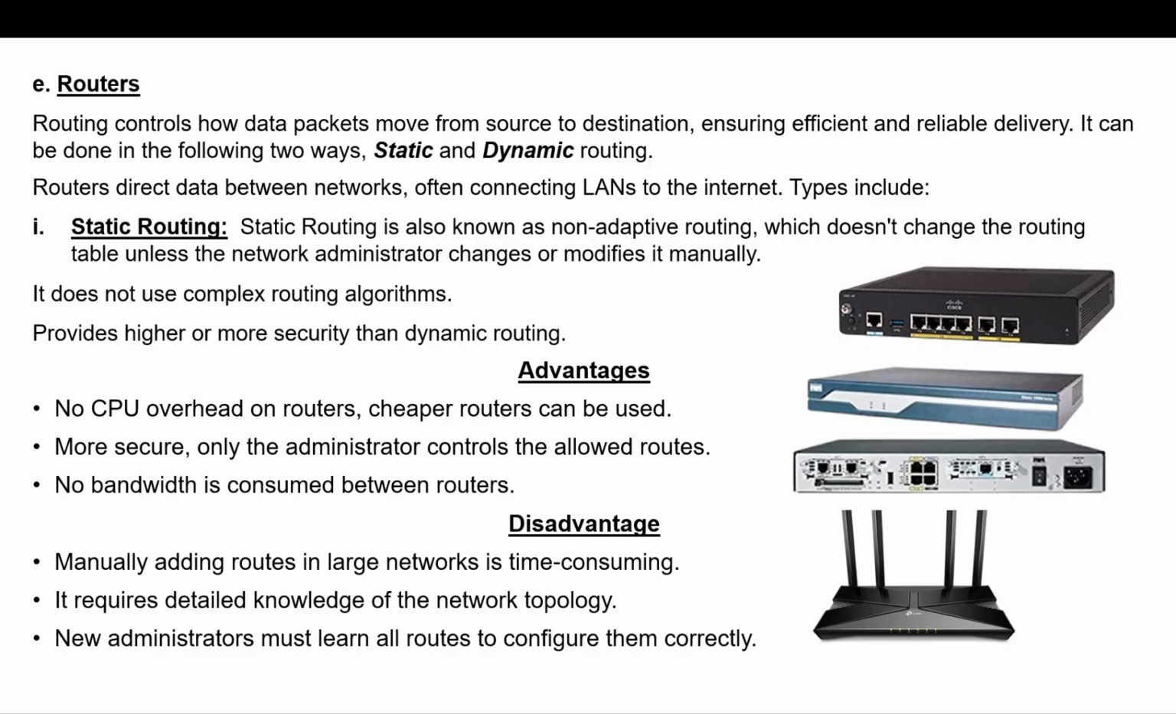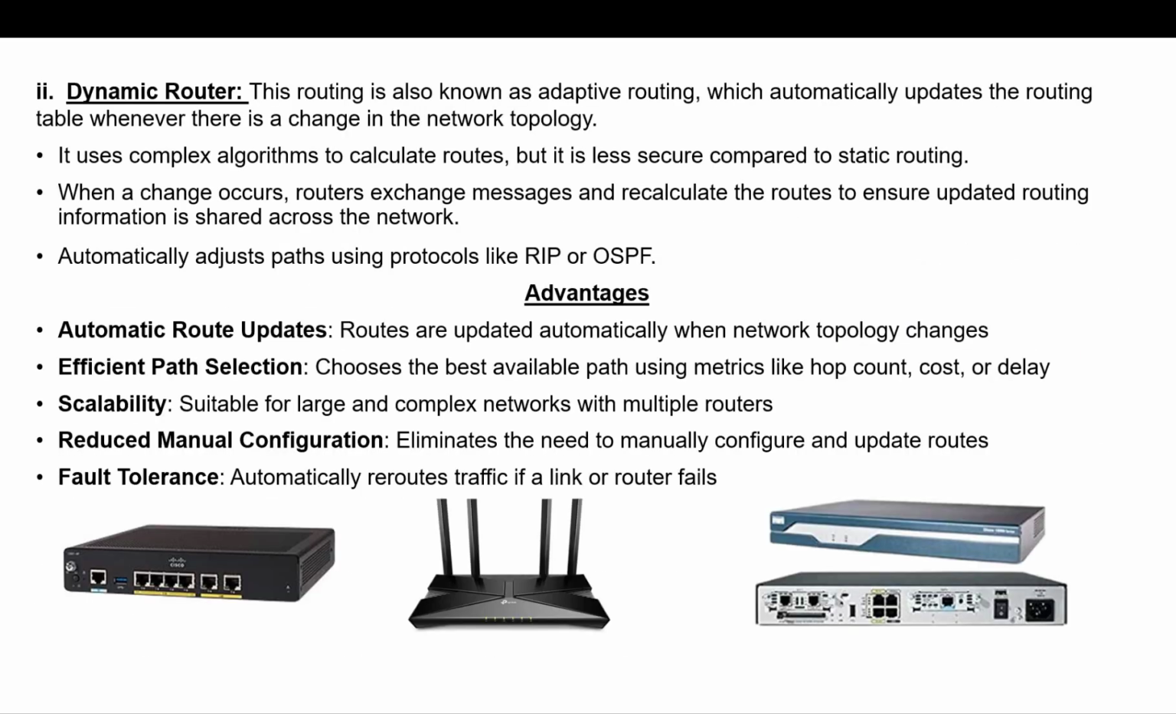So now if we go to the next slide, we talk about dynamic routes. Dynamic routing is also known as adaptive routing, which automatically updates the routing tables whenever there is a change in the network topology. So now you see, dynamic is advisable for a big network. In this case, when you set up dynamic routing configuration, you don't need to worry. Immediately you plug in a new device, they pick up that device, and they see that certain things are connected, right? So you don't need to go.